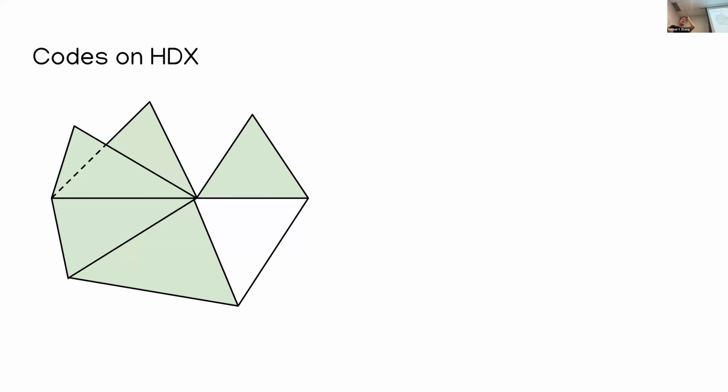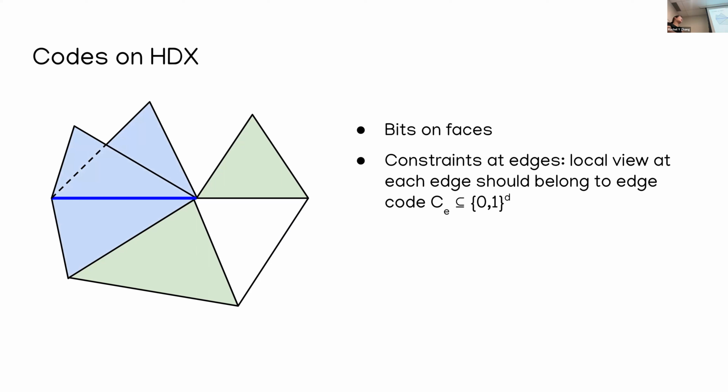Okay, so how do we define codes on these things? Before we put bits on edges, now we can put bits on faces. Before we had constraints at vertices looking at the neighboring edges, now we're going to move everything one dimension up. So you can look at every edge and look at all the neighboring faces. You want the local view at each edge, of all the faces surrounding it, to belong to some edge code, which we can call CE. This defines your code.